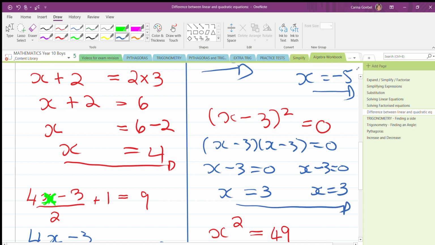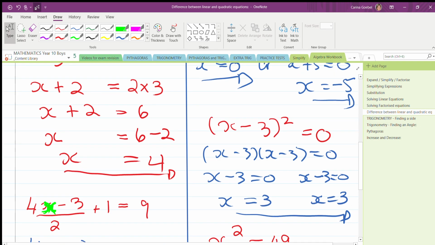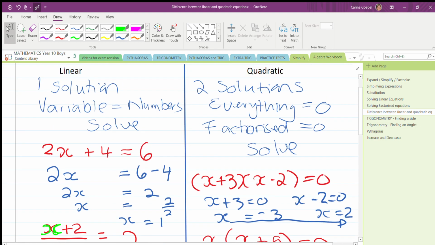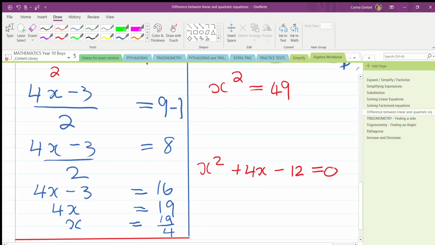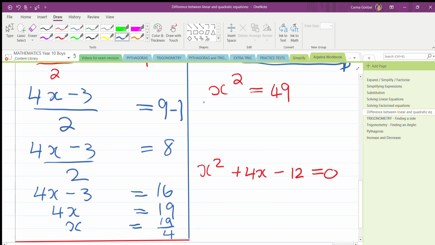Okay. Now remember, we said at the top here that your goal is to have everything on one side equal to 0, and then you factorize it before you solve it. So if we look at this one, let's move the 49. I know you can do it from there, but to eliminate us forgetting one of the solutions, let's just do it this way. Bring everything on one side.